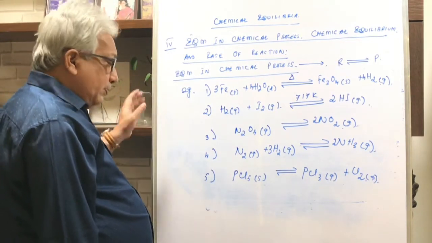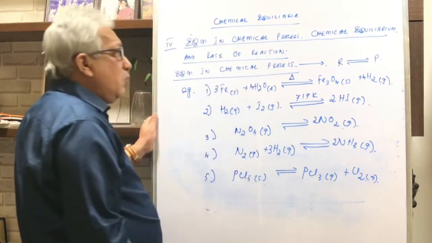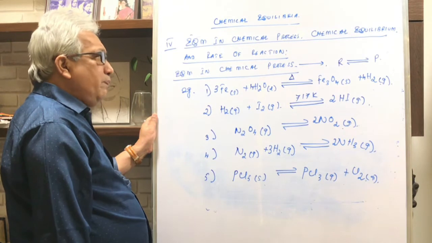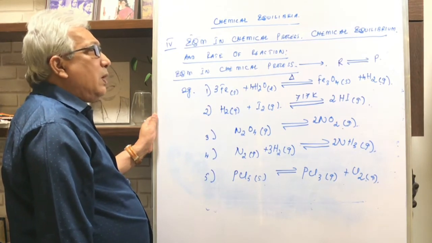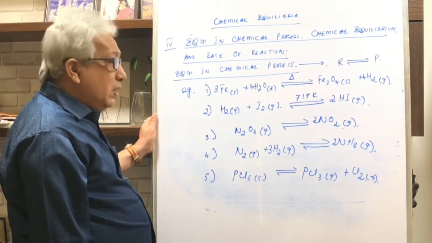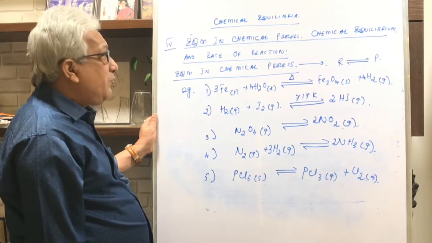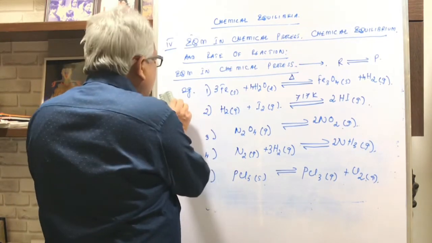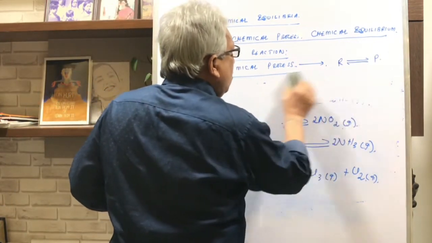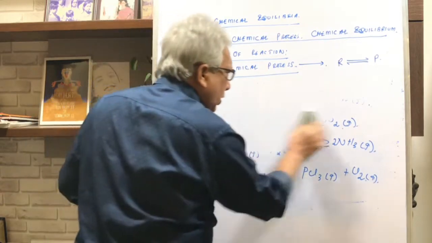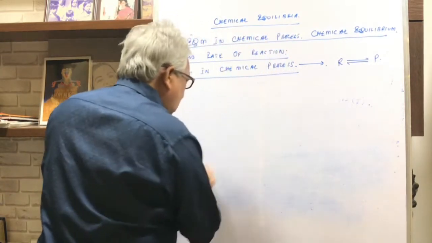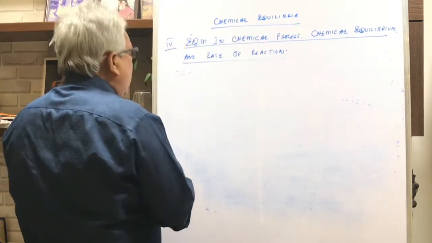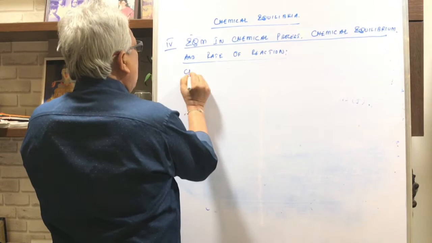Is it okay with you? So the state at which the rate of forward reaction is equal to the rate of backward reaction is said to be the stage of equilibrium, and since it is in a chemical reaction, it will be called chemical equilibrium. Now let us understand chemical equilibrium a little more elaborately, and then we will try to give the definition.